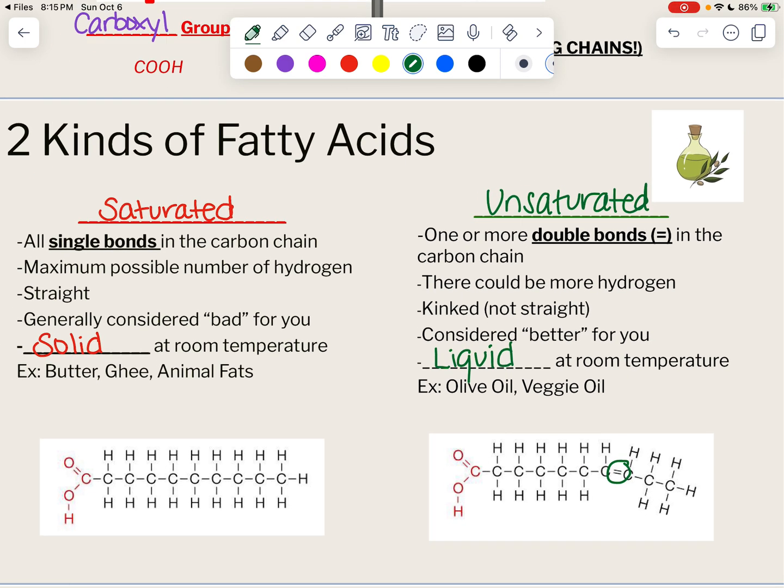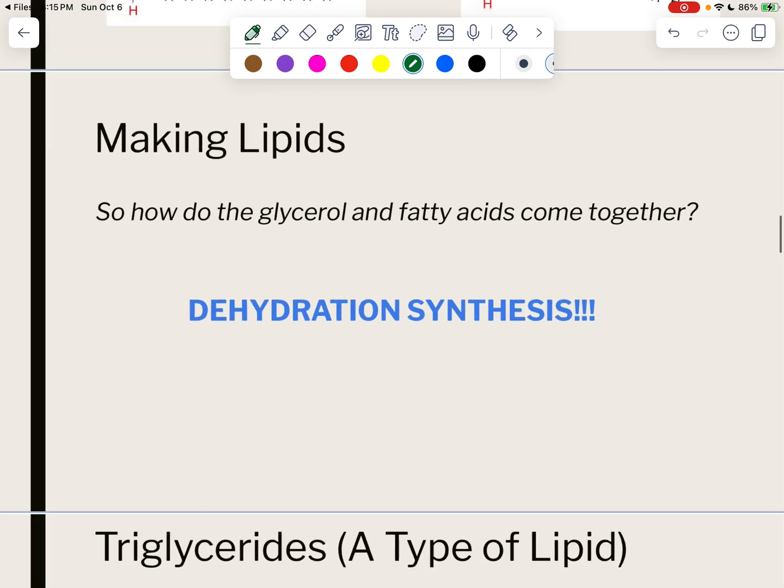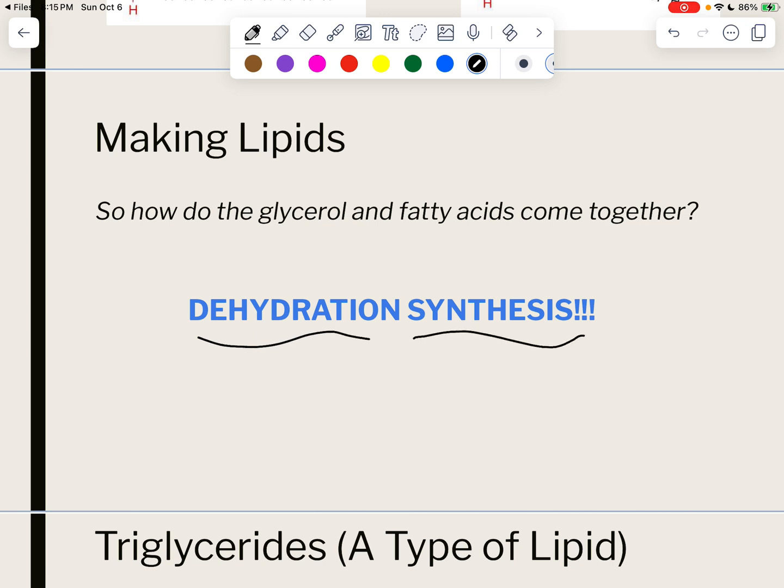are going to be more unsaturated than saturated. So how do we make these lipids? How do we form the bonds between the glycerol, the backbone of the fat, and the fatty acids to make our macromolecule of the lipids? Well, we need to use our same good old process of dehydration synthesis. Dehydration, reminder, is to remove water.